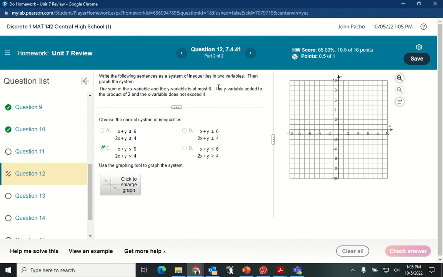The second part says the y variable added, so that's y plus the product of 2. The word product means it's a multiplication. So it's 2 and the x variable. So that's going to be 2x. Does not exceed 4. Can it be less than 4? The word exceed, can it be more than 4? No. Exceed, it cannot exceed. It cannot be more than 4, but it could also be 4. So that's the reason why this part right here is selected for correct.